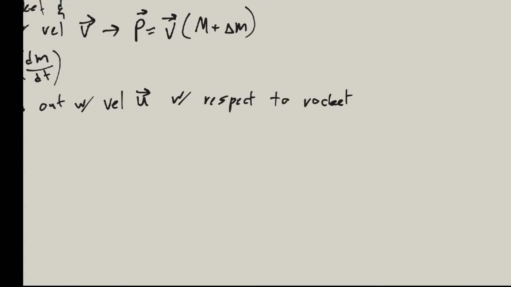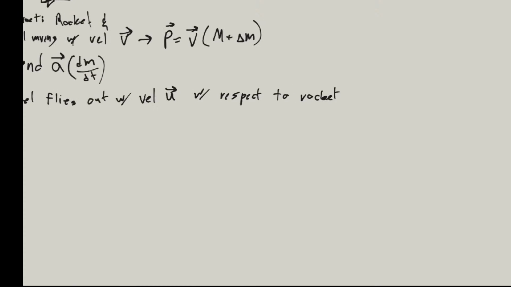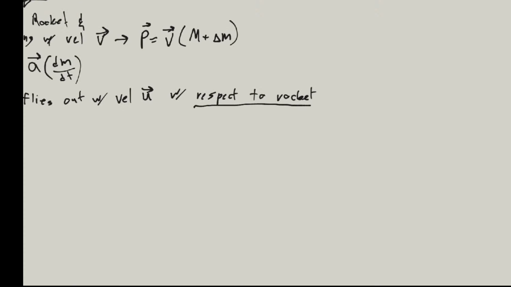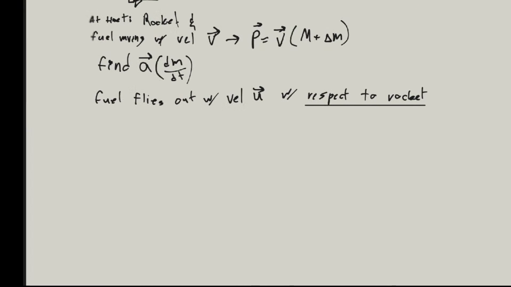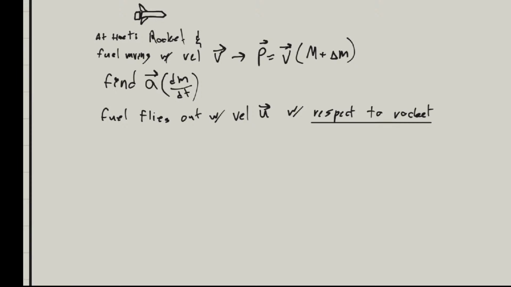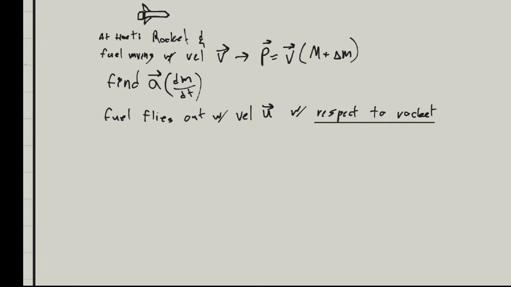That's important, that it's with respect to the rocket. Why? Because this is not with respect to the origin. It's not like the fuel has some true velocity u. It's more that the fuel has some not true velocity u with respect to the rocket.